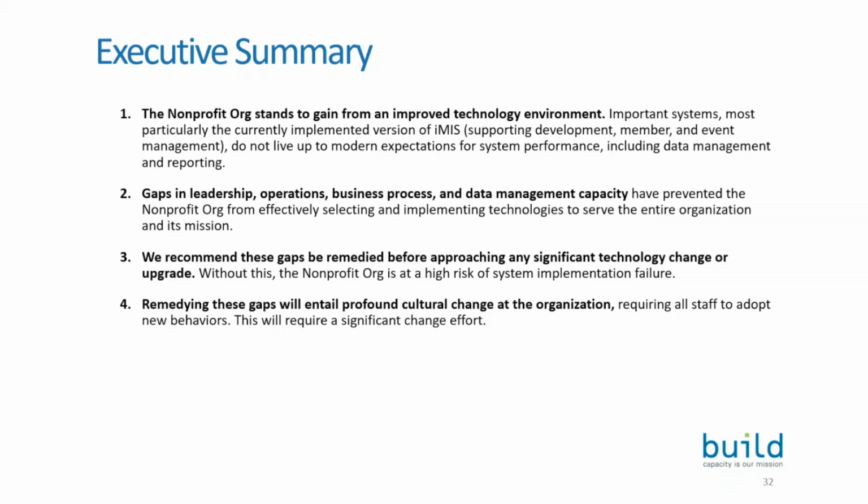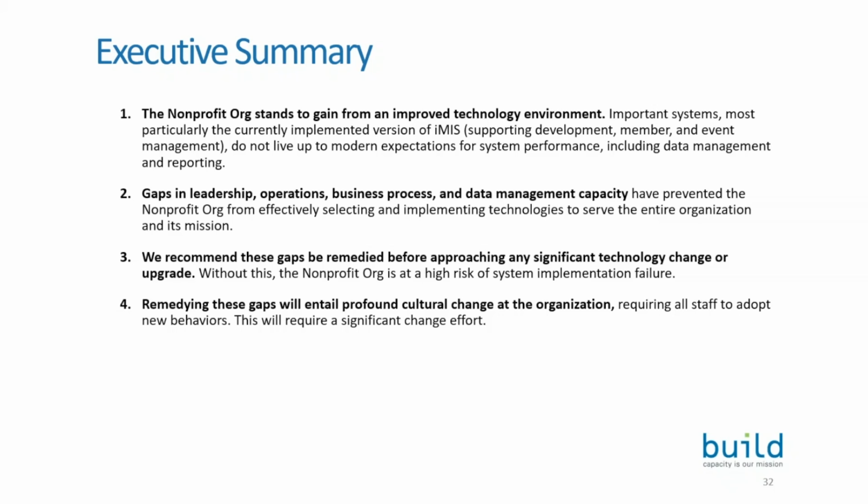So this is an example of an executive summary that was produced for an information strategy that basically points to the large opportunities and challenges that present themselves to the organization from the ability to take on data and technology related projects. And you can see here that these recommendations are, yes, the nonprofit org stands to gain from an improved technology environment. But there are gaps in leadership, operations, business process, and data management capacity that have prevented it from using technology at a high level in the past. And we recommend that these gaps be remedied before approaching any significant technology change, and that there's going to be cultural change in order to do that.